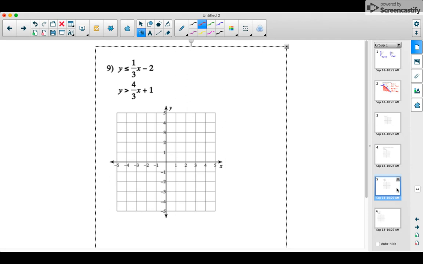We'll start with the top one. y is less than or equal to 1/3 x minus 2. My y-intercept is negative 2. My slope is 1/3, so up 1 over 3. And this tells me I need a solid line. Then I'm going to do the same thing with the other equation right away, and I'll come back to where I need to shade. So my y-intercept is 1. Change the color here. My slope is 4/3, so up 4 over 3.